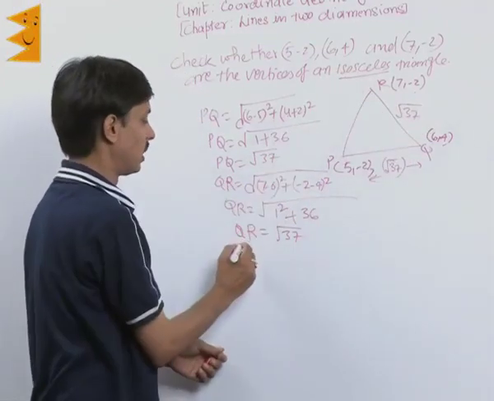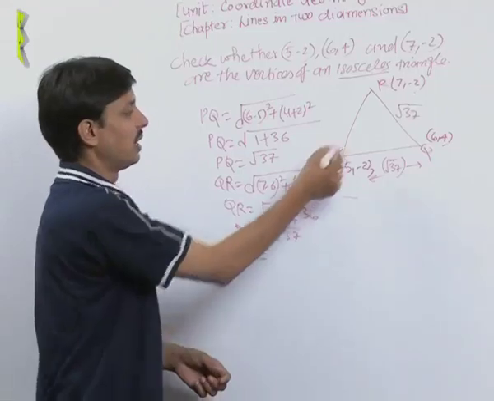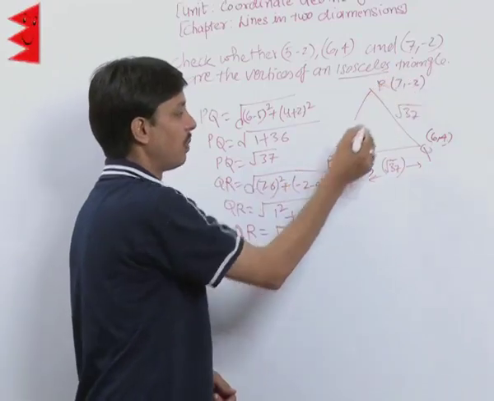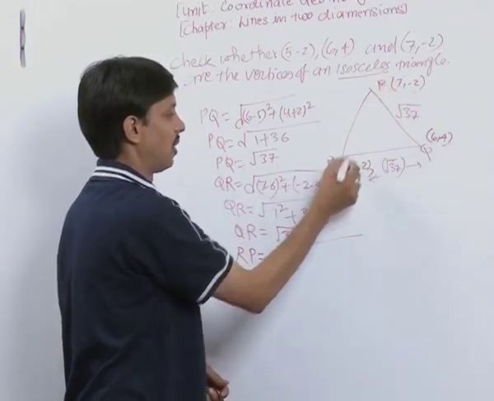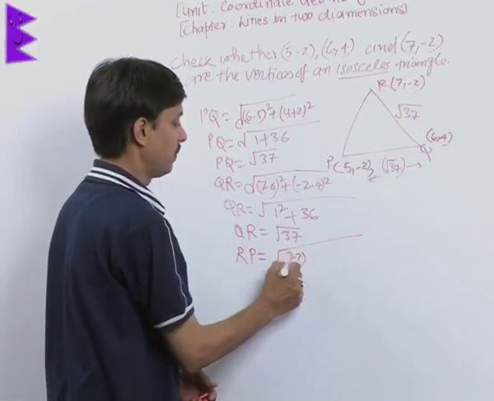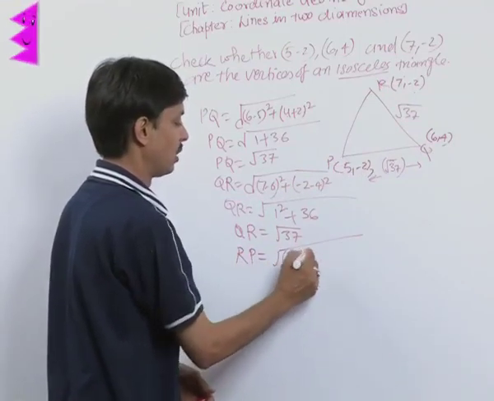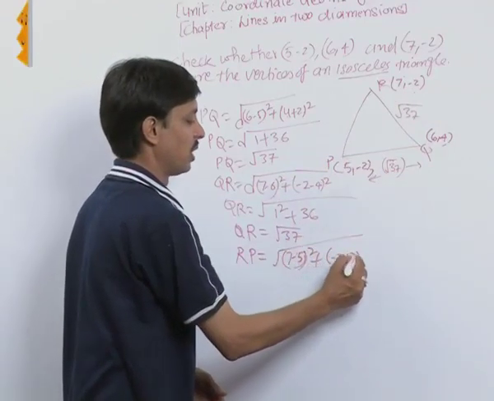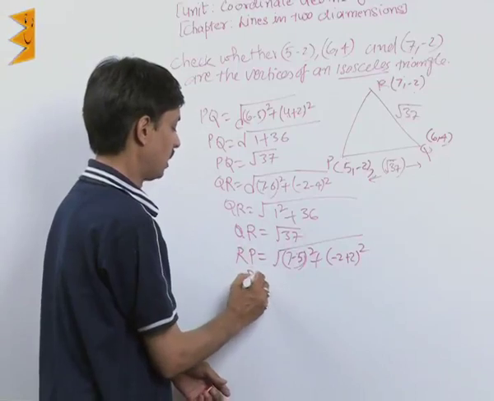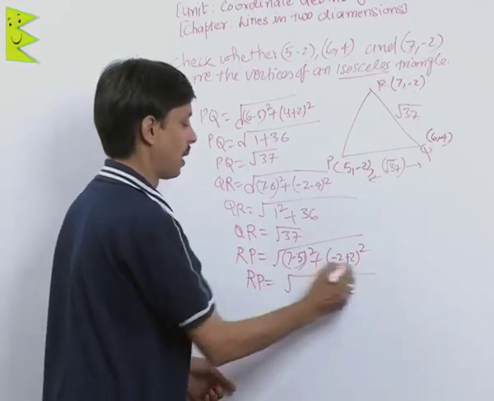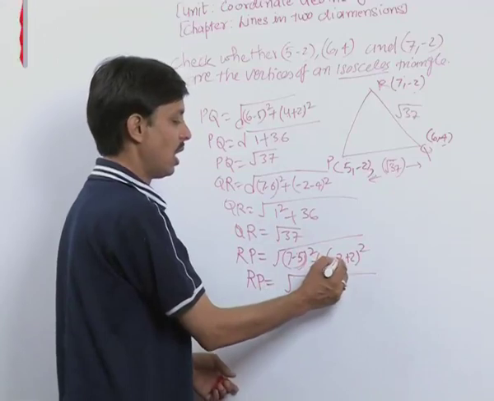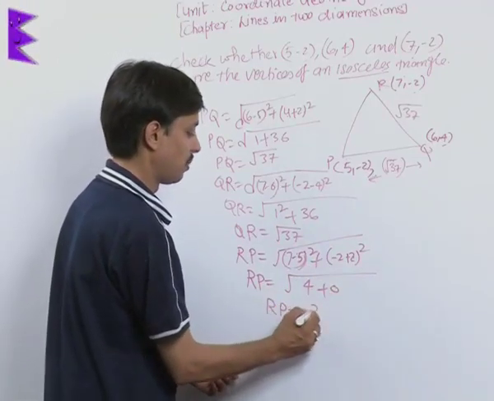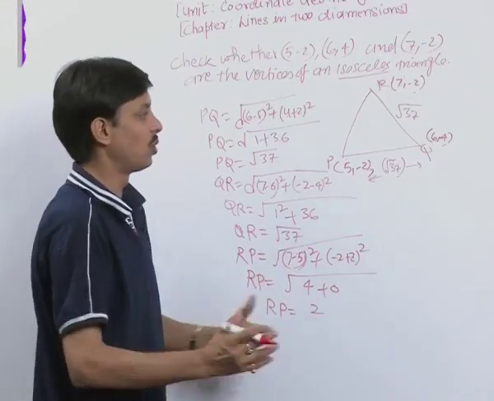Now we will calculate the third length RP. The length RP will be calculated again by using the distance formula, root of (7 minus 5) whole square, plus (minus 2 minus of minus 2, that is plus 2) whole square. So length RP is coming out to be 7 minus 5, 2 whole square is 4, minus 2 plus 2, 0 whole square is 0. So the length RP is coming out to be what? 2. Square root of 4 is 2.